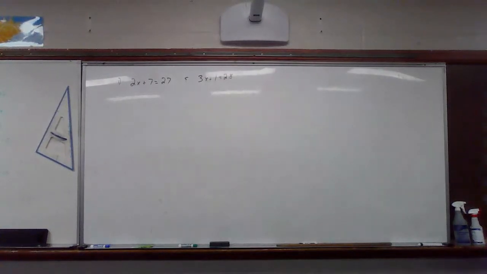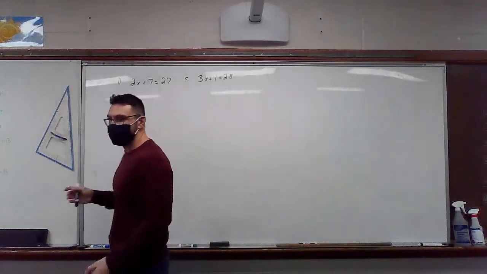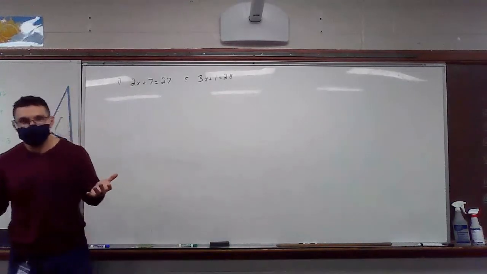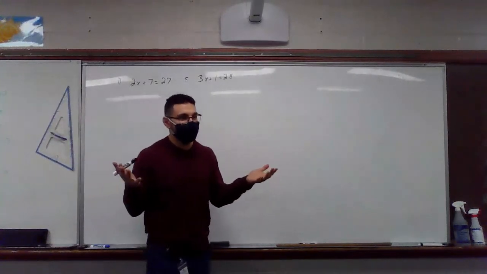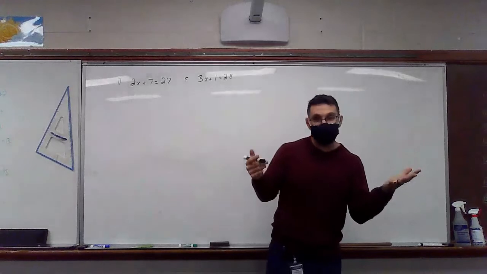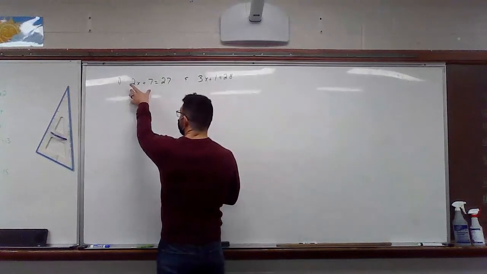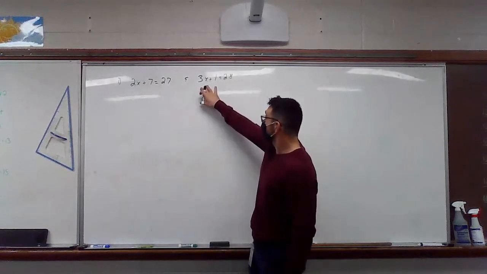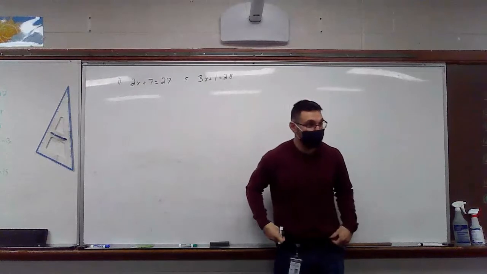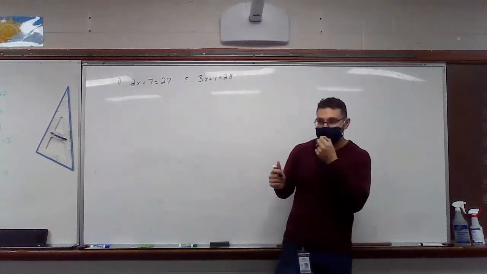So what do we know about an equation? What does this actually mean? 2x plus 7 equals 27. What do we know about the equation? And I'm holding my hands like this for a reason. They have to be equal. What's on the left side is the same as the right side. So all of this 2x plus 7 is 27. This 3x plus 1 is 28. Everybody with me? So we know that one side is the other side.